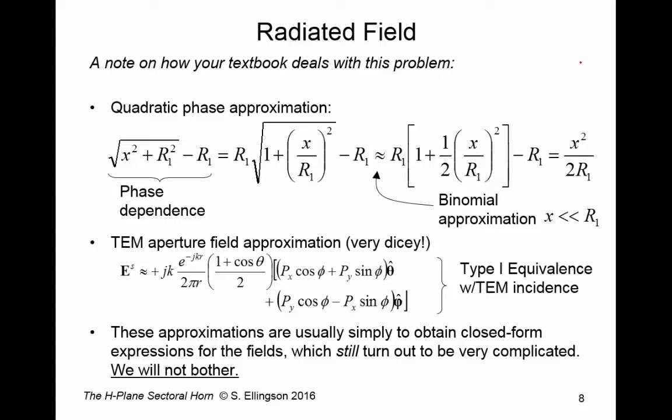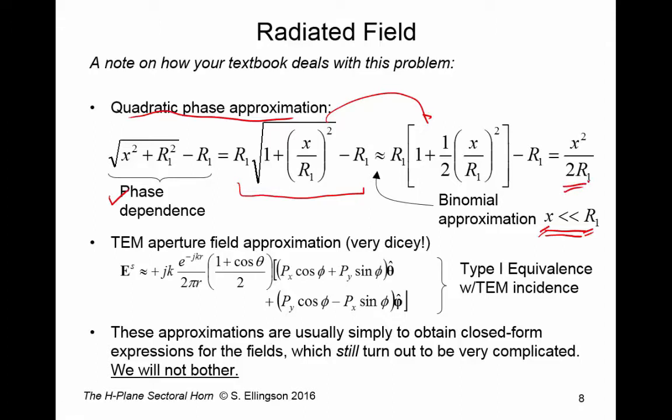The way your textbook deals with this problem is to first assume a quadratic phase approximation, and that is, it looks at the phase dependence that we just worked out, this thing here. You can rewrite this. Then you can invoke the binomial approximation, where you assume that x is much, much less than r1. In other words, the dimensions along the aperture are less than the distance from the throat to the aperture. And if you make that assumption, you can invoke the binomial approximation. That eliminates the radical, that is a square root operation, and you end up with a somewhat simpler expression.